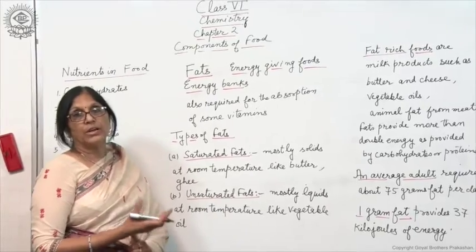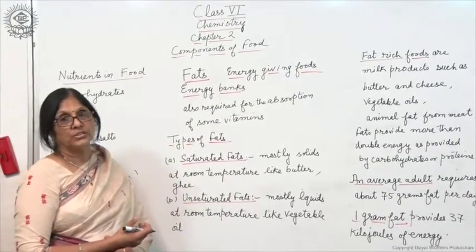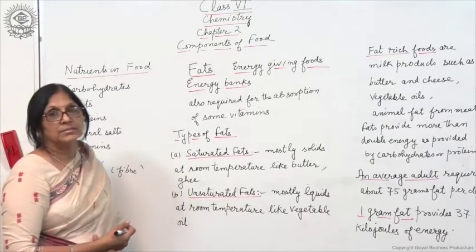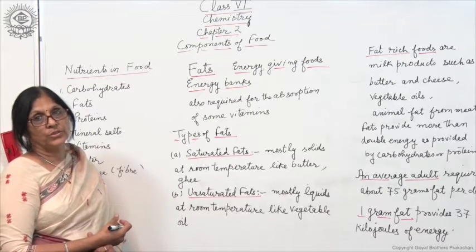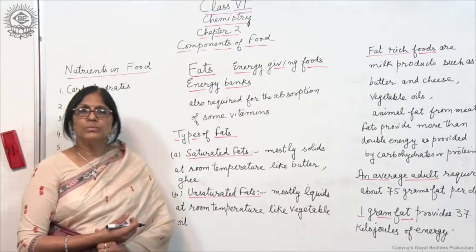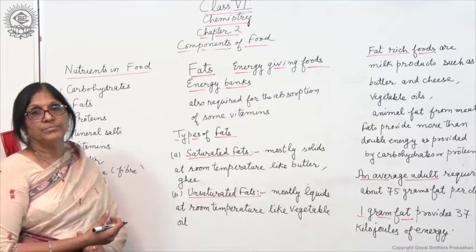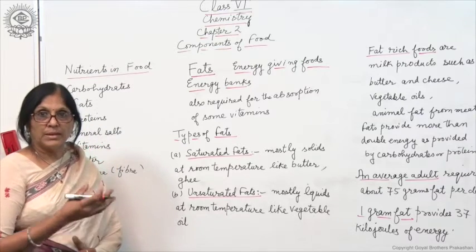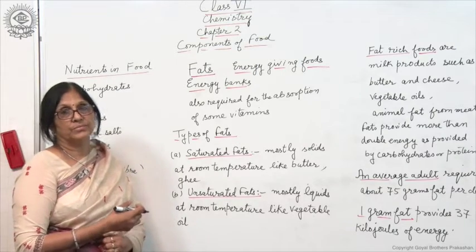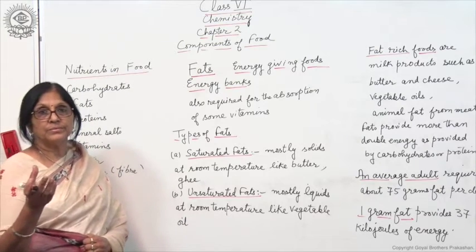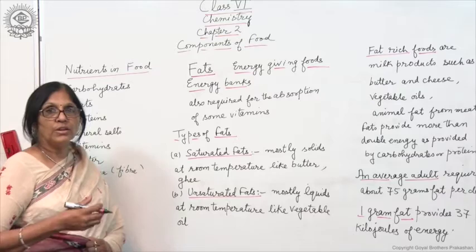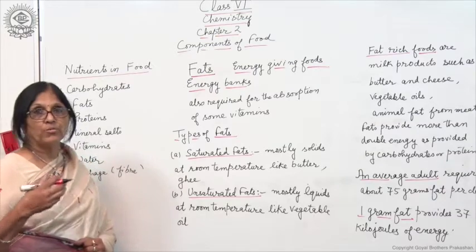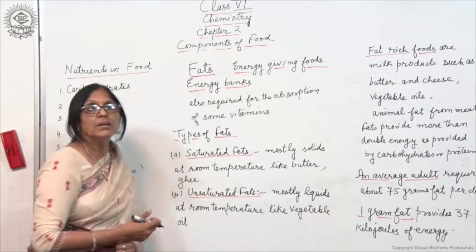Now fats are also organic compounds made up of carbon, hydrogen and oxygen. There are two types of fats, saturated fats and unsaturated fats. You must have seen at home butter, you must be fond of eating butter, ghee, these are solids at room temperature. So butter and ghee are saturated fats, and the vegetable oils, groundnut oil, coconut oil, olive oil, mustard oil, all these cooking oils which are liquids at room temperature, these are unsaturated fats.